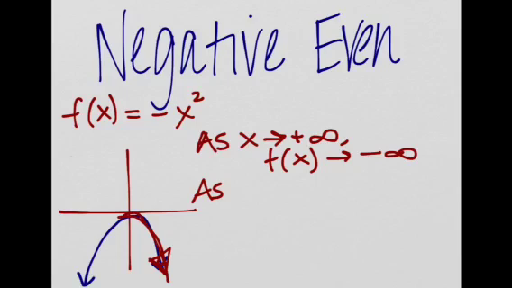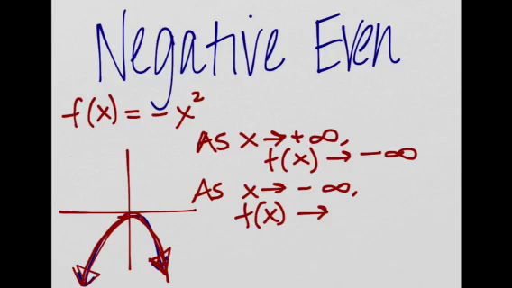And then as x approaches negative infinity, what happens to our function? On the left side as well, our function is going down. The y values are getting smaller, so we are also approaching negative infinity. And like we said, for even functions, we want the end behaviors to be the same. In this case, they're both approaching negative infinity.